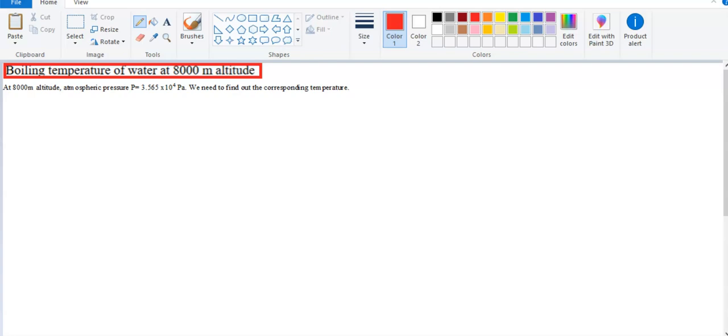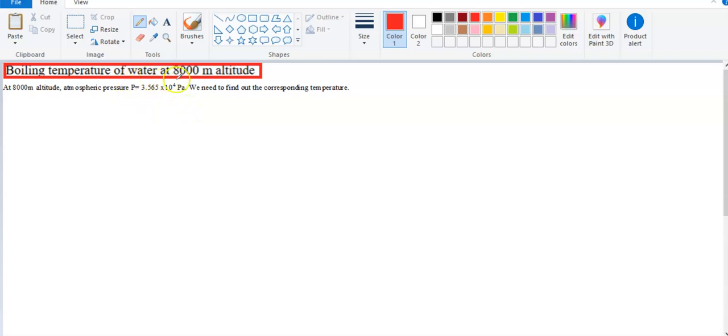Hello everyone, so now I will show you how to calculate the boiling temperature of water at 8000 meter altitude. I told you that I'll upload a video because for this question we need to do some interpolations. If you see my worked out solution, at 8000 meter altitude the atmospheric pressure is 3.565 × 10^4 Pascal, and the solution you have in UTS online is in kilopascal, so it doesn't matter.